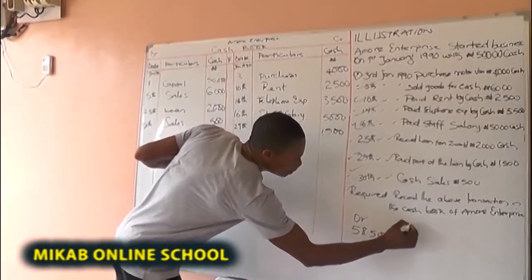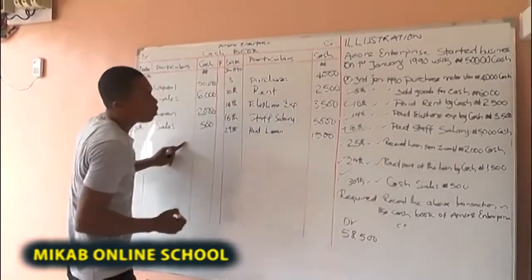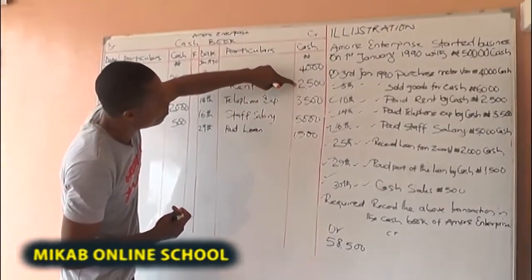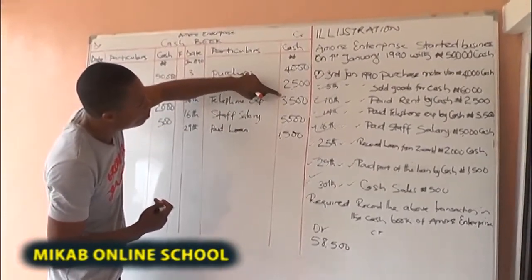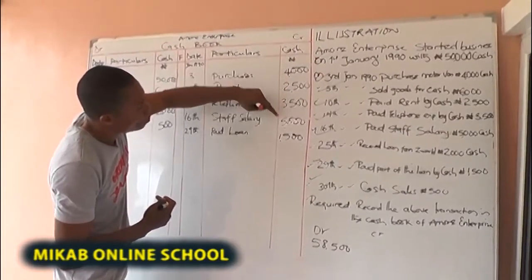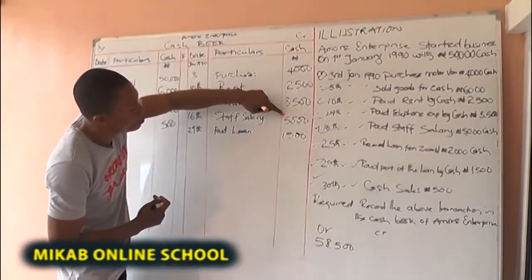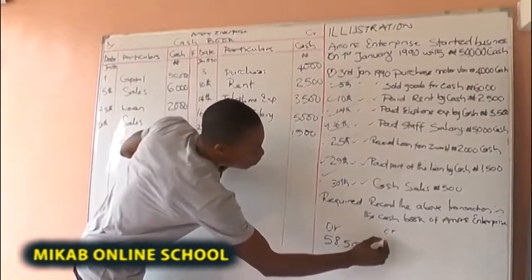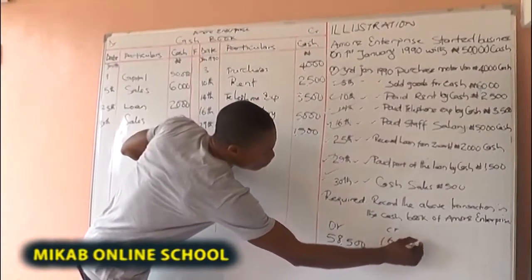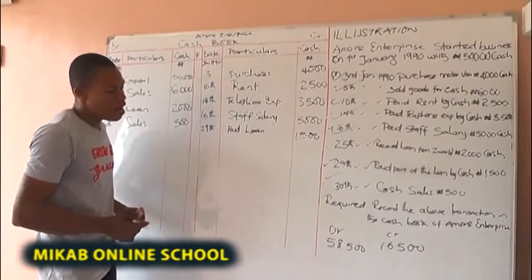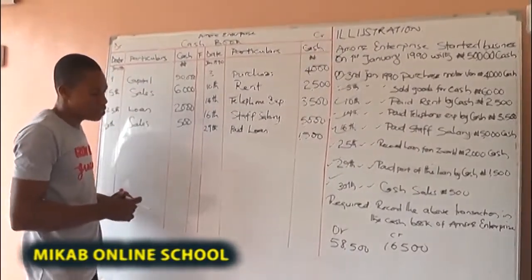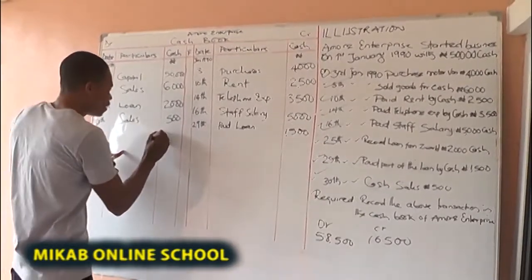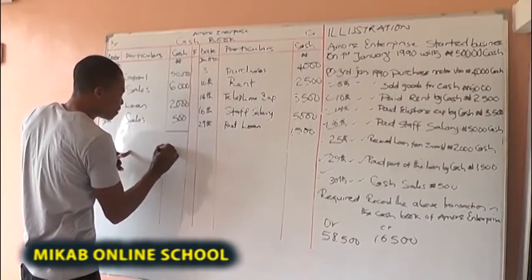Here we have 58,500 naira. Then at the credit side, what value do we have? We have 4,000 plus 2,500 to give us 6,500, plus 3,500 to give us 10,000, plus 5,000 to give us 15,000, plus 1,500 to give us 16,500 naira. From what we have on the board, you will agree with me that the debit side is higher than the credit side. Therefore, we write the highest value here at the debit side.